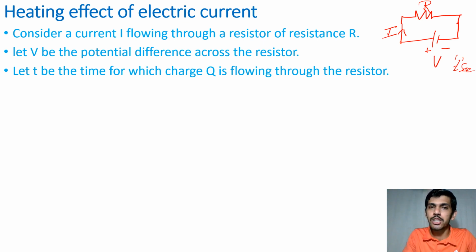Say, for example, a charge of q amount of charges. These are all you have to remember. Consider a current I flowing in the circuit, through a resistor. The connected resistor has resistance R. Let V be the potential difference across this resistor. Let us assume that the current flows through the circuit for a time interval of t seconds, in which q amount of charges flow through the resistor.